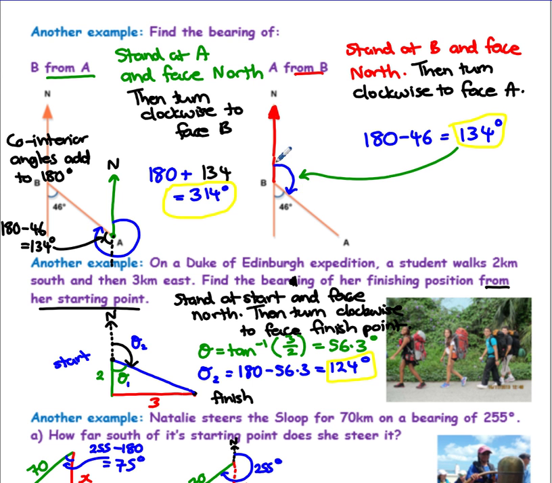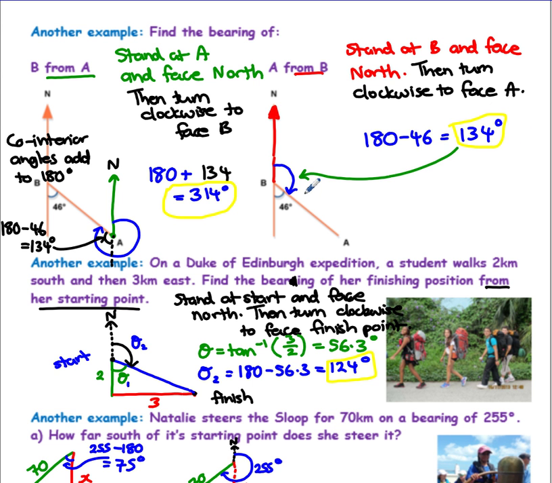And that's a pretty easy one to get because this whole part is 180. So therefore the blue angle, which is the bearing we want, is 180 minus 46, which gives you 134 degrees, and that's already a true bearing because it's clockwise and also it's 3 digits.